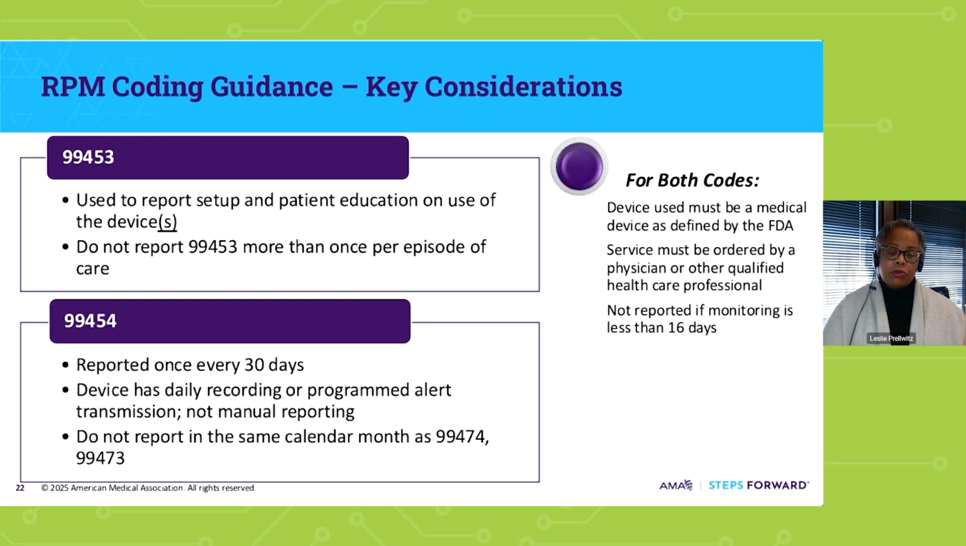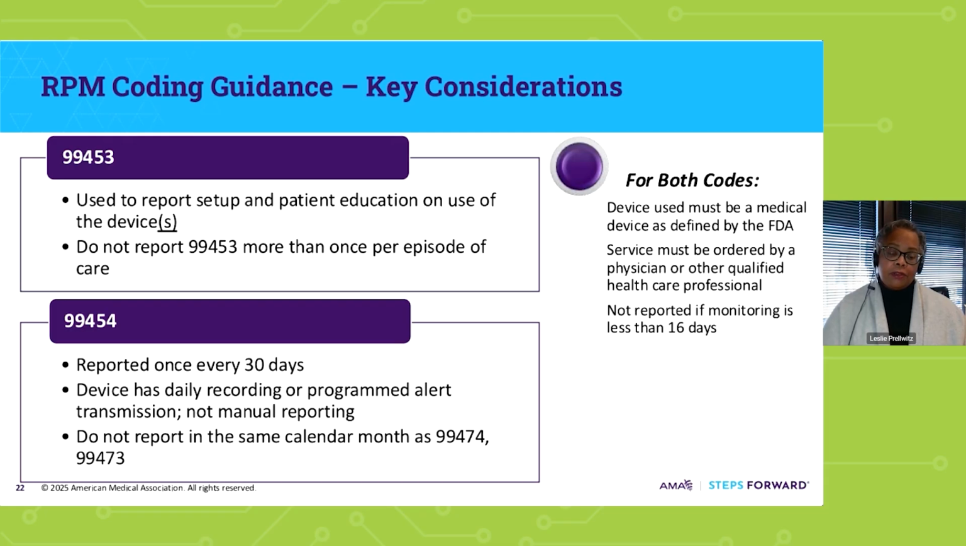99454, again, this is reported once every 30 days, so it's a longer time frame, and the device has daily recording or programmed alert transmission, and that's different from manual recording. This is why this code may be used if you're, say, looking at hypertension and the patient is using a device where it's automatically sending data back. That's different from the SMBP code, which gives you more flexibility in terms of, say, the patient does not have an automated device. They're recording it manually to submit. So there's a little bit of flexibility in those codes.